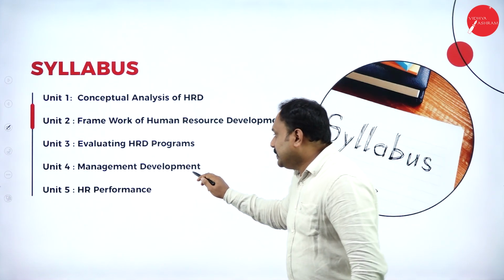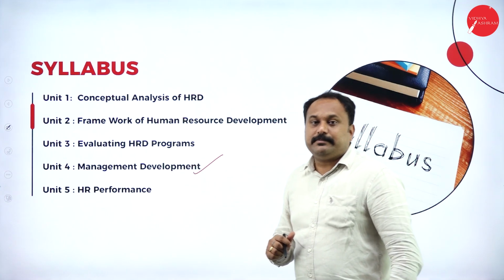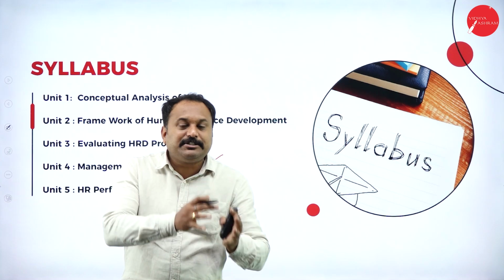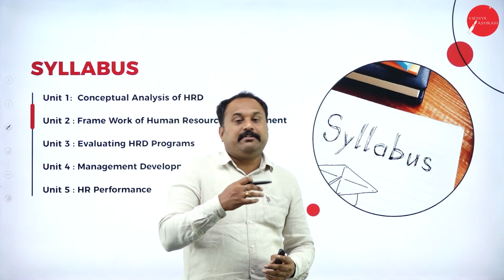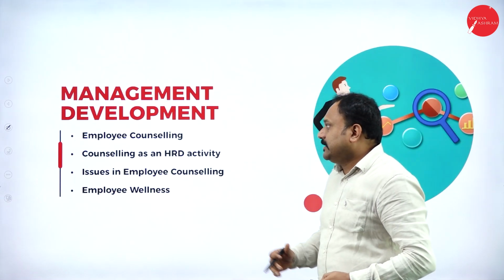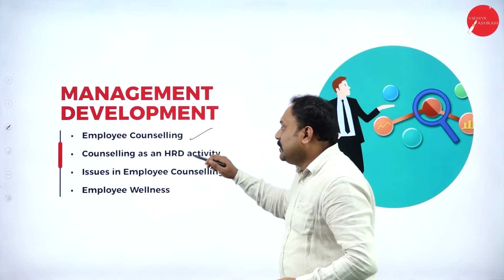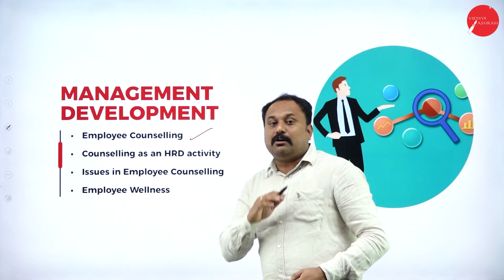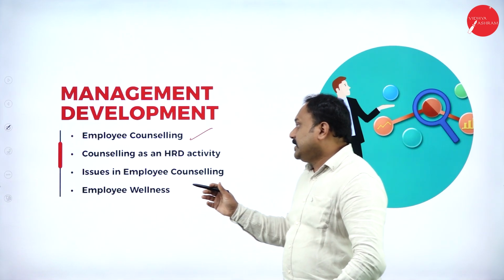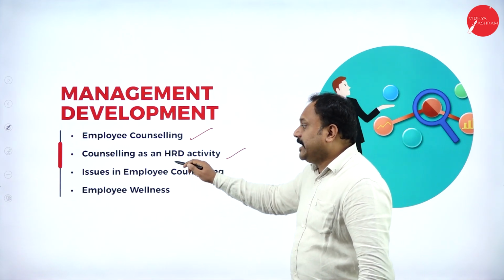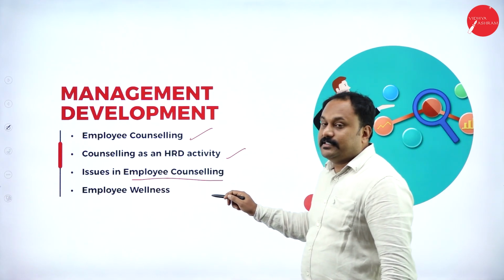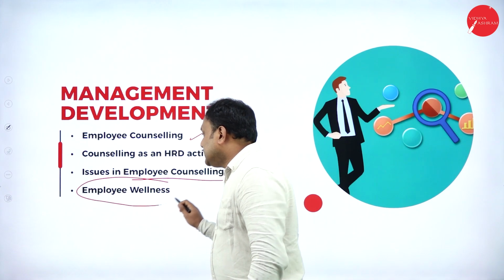The fourth chapter is management development. So what is HRD doing so that the management is going to have more benefit out of it? That is what we're going to learn in this fourth chapter, that is management development. So here we have four things, that is all about counseling, right? The first thing is employee counseling. The second is counseling as an HRD activity. Next is issues in employee counseling, and the fourth is employee wellness.